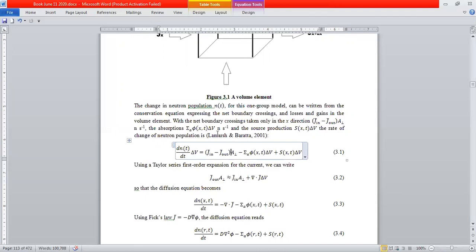I grew up studying Lamarsh, Henry, Duderstadt. And when I did my master's, I studied Bell and Glasstone. And when I was doing my PhD, I used all of these books. But mainly these four books, I still have them. They were the center of my life. And whatever I've learned has been mainly from these books, plus lectures from my professors.